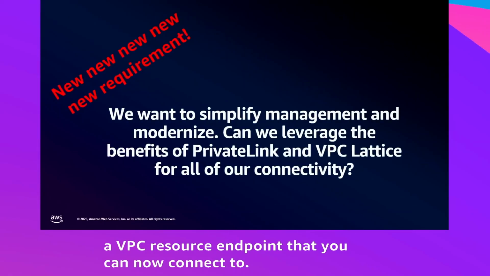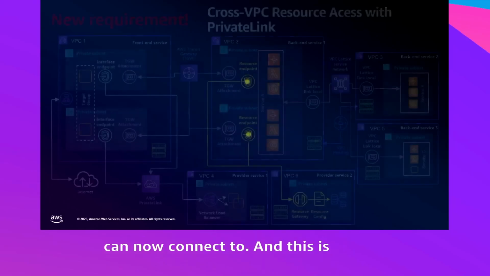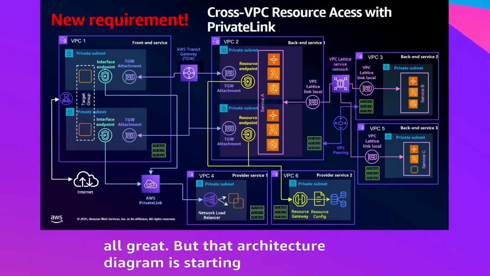And this is all great, but that architecture diagram is starting to look fairly complex. Management come back and say, how can we simplify all of this? We've got all of these new types of capability. We've got PrivateLink. We've got VPC Lattice. Can we simplify the architecture?